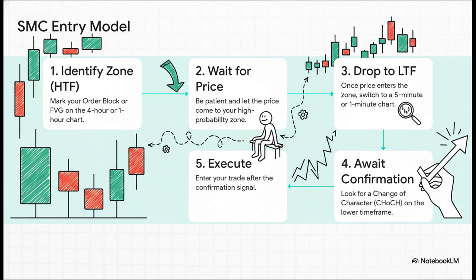Step 2, and this is maybe the hardest part, you wait. Be patient. Let the price come to you. Once it enters your zone, that's step 3, you drop down to a lower time frame, like the 5-minute. This is like using a microscope. Step 4, you wait for confirmation. You're looking for that change of character to show you the tide is turning in your favor. And finally, step 5, you execute. You enter the trade fully aligned with that institutional flow.